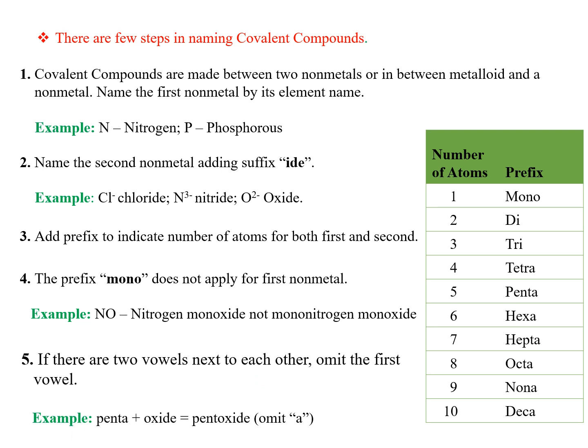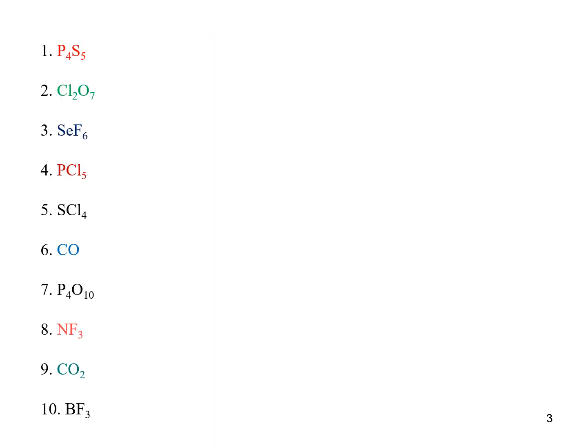Let's find some examples. The first one is P4S5. There are 4 phosphorus atoms. The name is phosphorus for the first nonmetal, and since there are 4, we add the prefix tetra. The next element is sulfur, but we need to add the -ide ending: sulfide. How many sulfur atoms? 5, so the prefix is penta. So the name is tetraphosphorus pentasulfide.